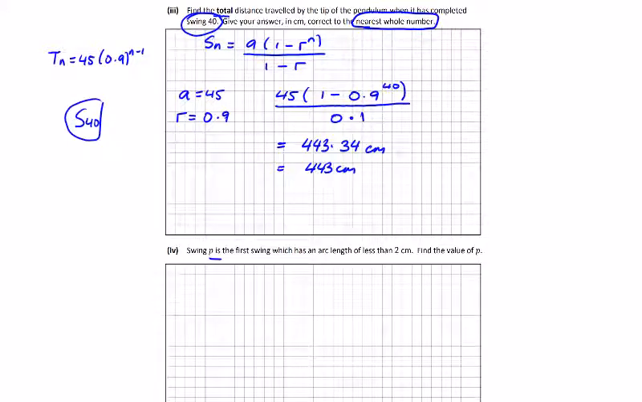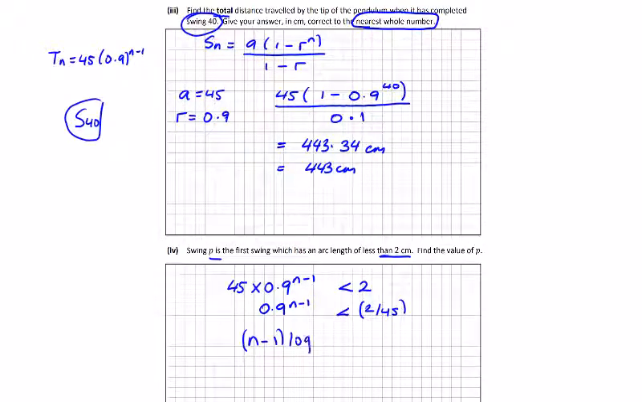Swing P is the first one that has an arc length of less than 2, so they always bring in a log type question here. So 45 multiplied by 0.9 to the power of n minus 1 has to be less than 2. We can check our answer by plugging it back into the original. If we divide by 45, 0.9 to the power of n minus 1 has to be less than 2 over 45. I'll just calculate this at the end. Getting the log of both sides, n minus 1 by the log of 0.9 has to be less than the log of 2 over 45.